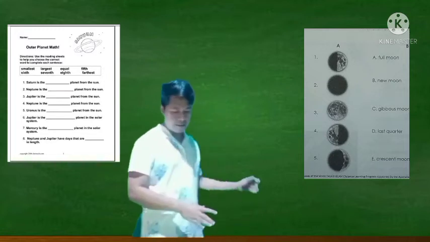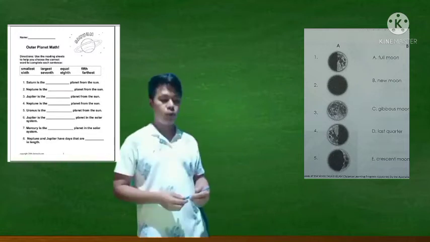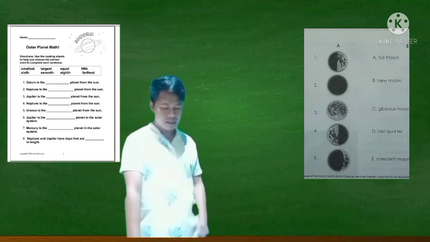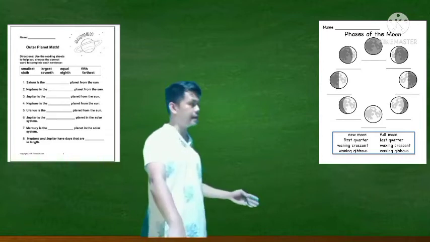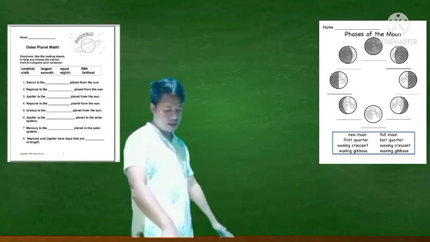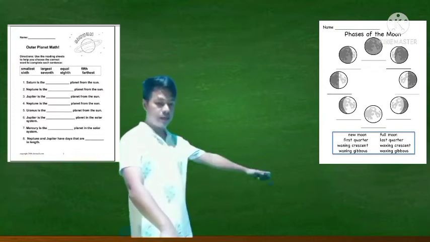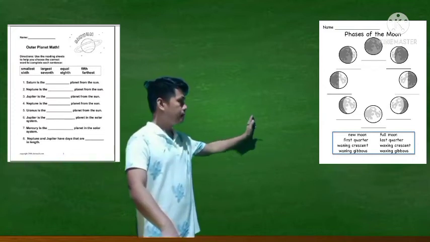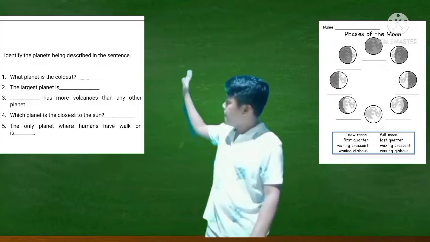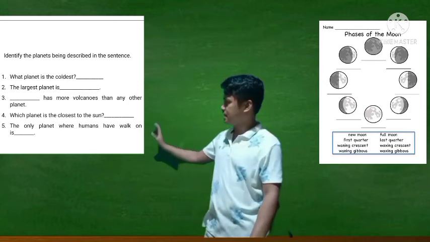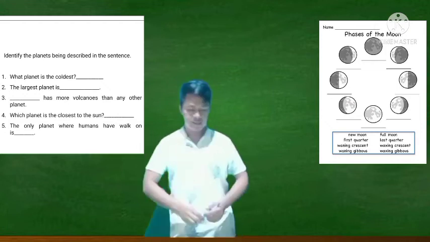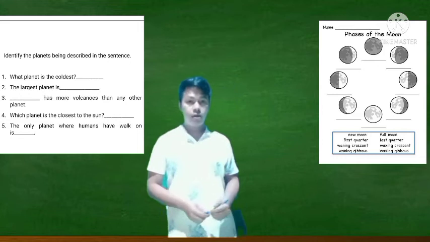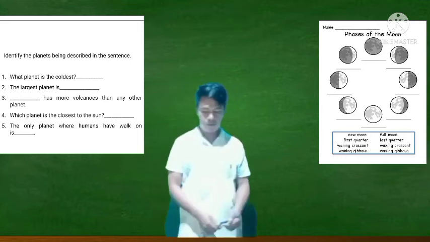And for now, grade 5, now let's apply what we have discussed this morning. So for grade 5, I want you to identify the phases of the moon by choosing your answer inside the box provided, and write your answer on the space provided in this picture. And for grade 6, I want you to identify the planets being described in these sentences. Alright, you have 5 minutes to write your answer. Alright, time is up. You may now pass your paper.